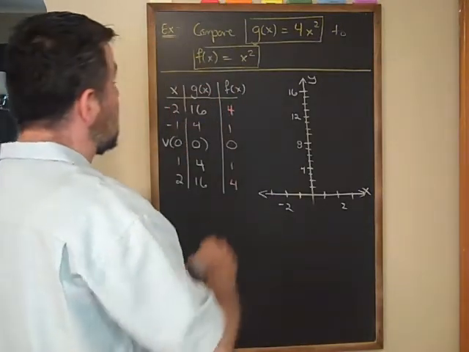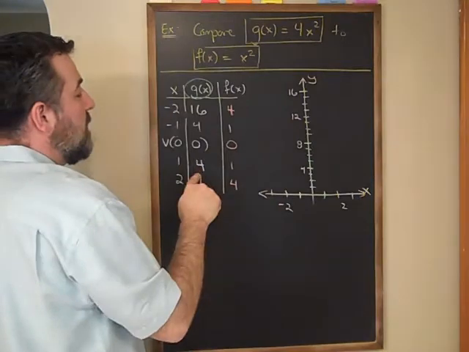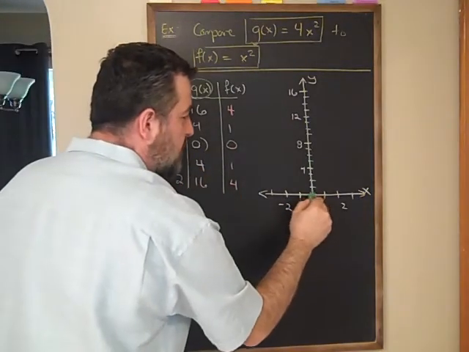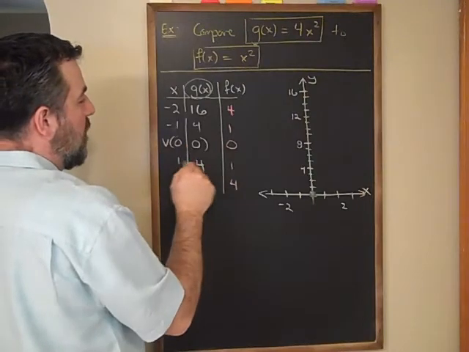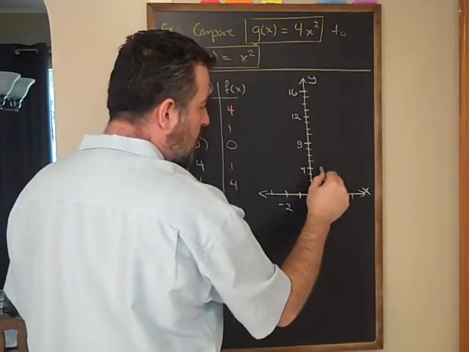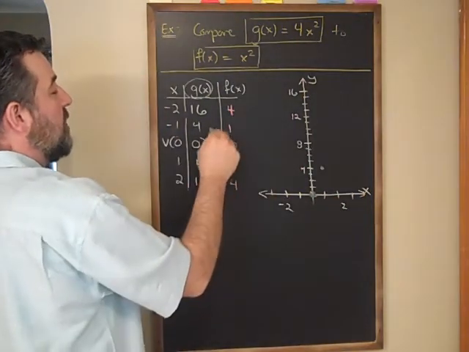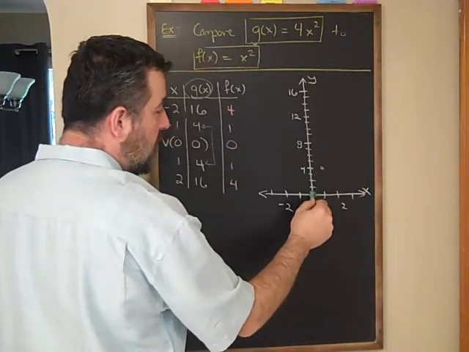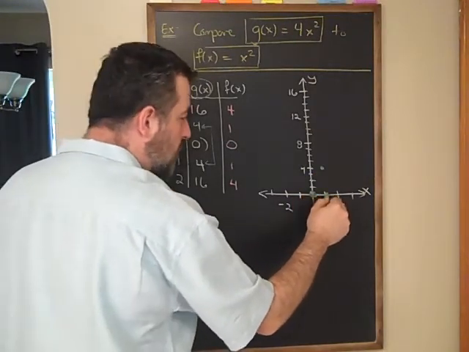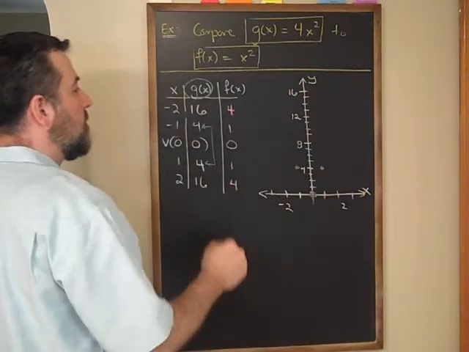Alright, so let's graph g of x. I'll graph g of x in green. G of x has this vertex point of (0, 0). And it has over 1 up 4, over 1 up 4, that point right there. And what I like to do is graph these 2 points together. So 1 to the right, 4 up, 1 to the left, 4 up. So I'm going to put that point right there.